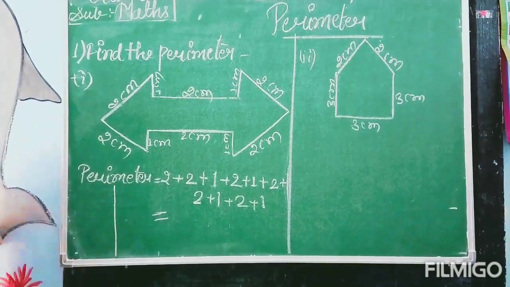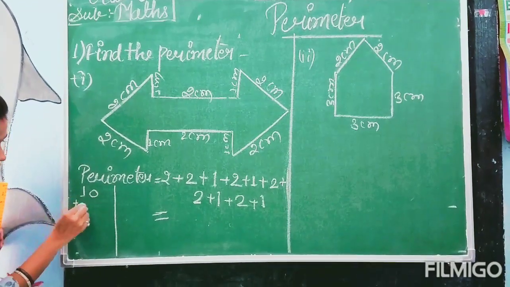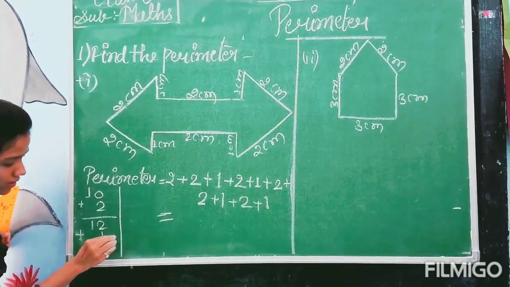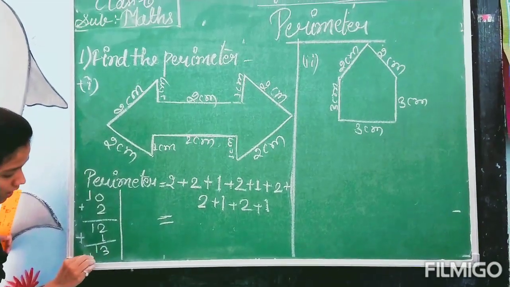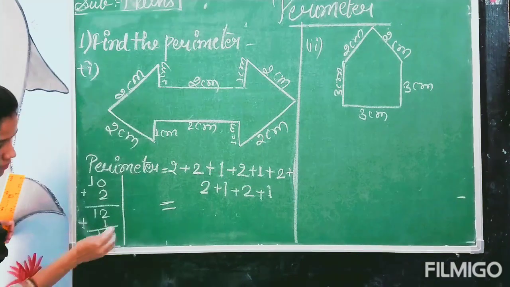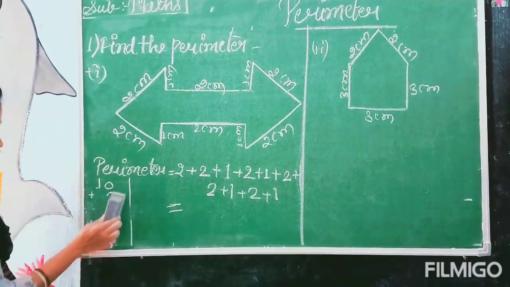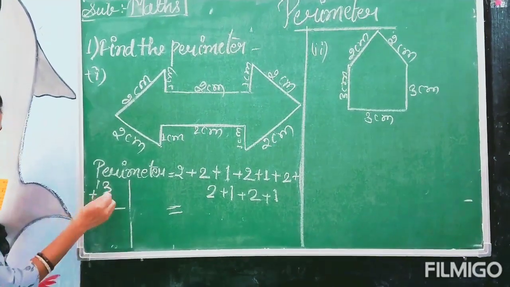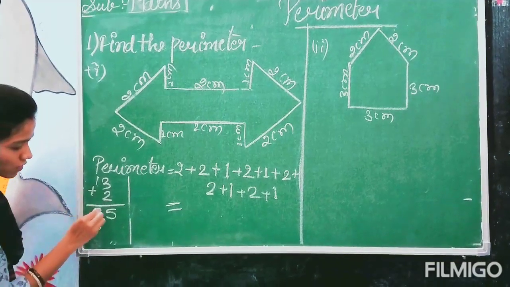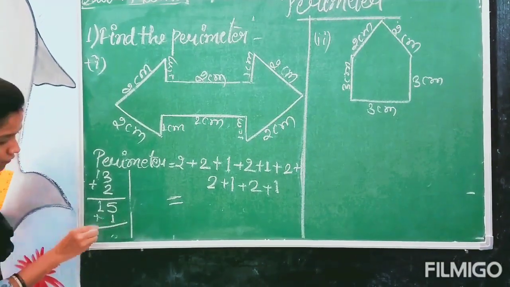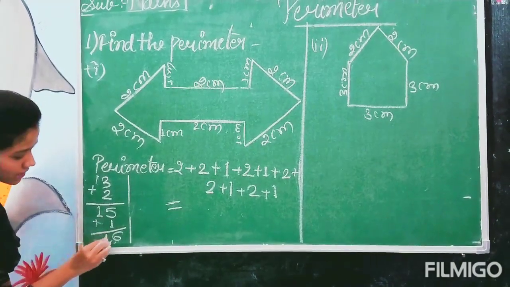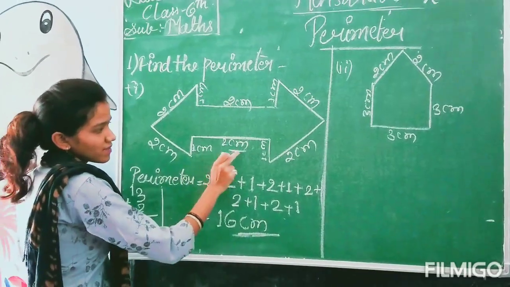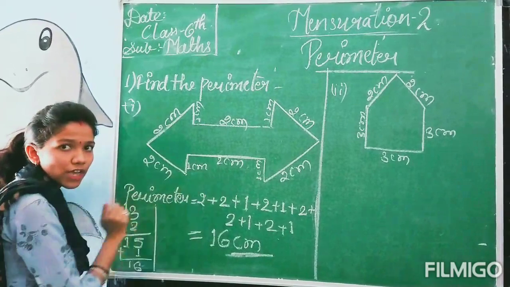Then you have the bigger numbers; take the rough one. 10 plus 2 is equal to 12, plus 1, that is 13, plus 2 is 15. And there was 1 more. 15 plus 1, 16. Take the answer 16 centimeter. You take the unit as centimeter because the figure has the unit of centimeter.